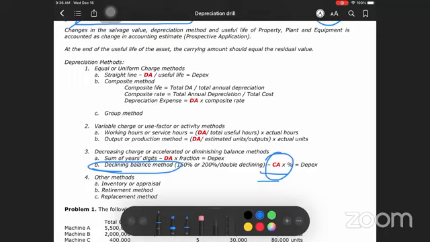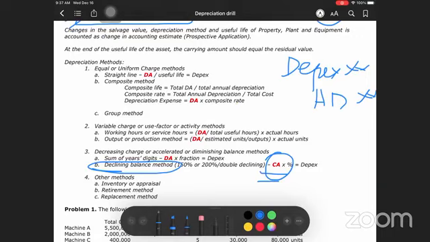You have straight line. How to compute the depreciation under straight line? The depreciable amount, that's cost minus salvage value, divided by the useful life, and that is your depreciation expense. Let's go back to the entry when you depreciate: debit depreciation expense, credit accumulated depreciation. That is the entry. Don't forget the entry.